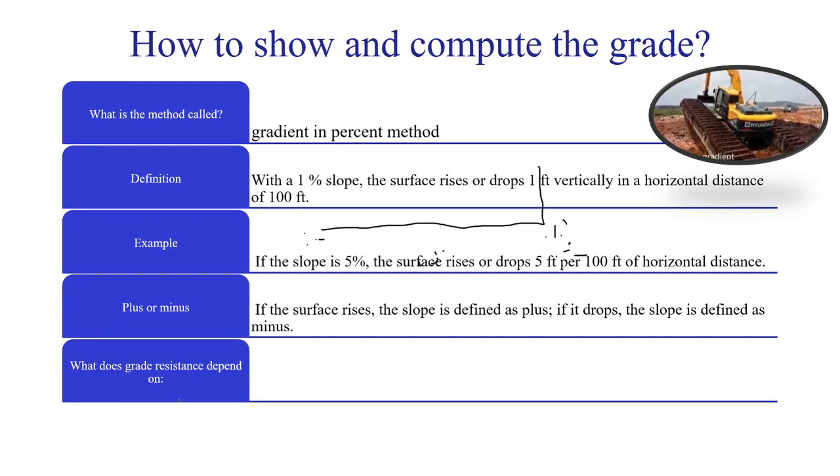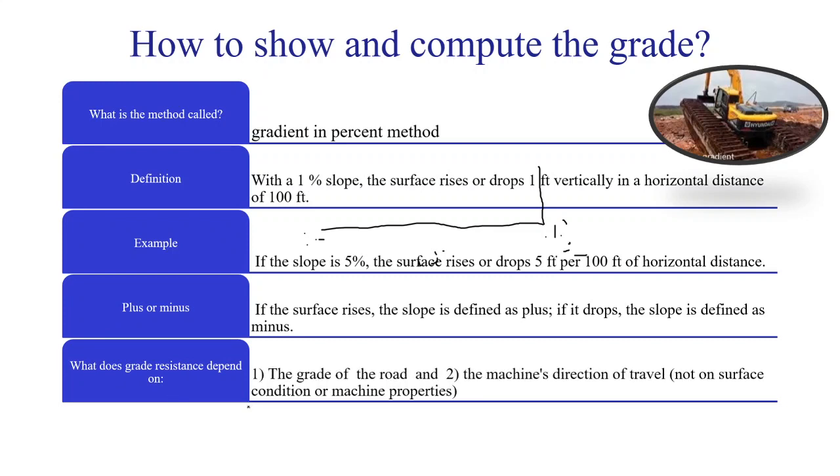What does the grade resistance depend on? It depends on the grade of the road and the machine's direction of travel. So knowing the percentage of the slope is not enough. It will vary if the machine is going down or going up. So depending on that, you will see different grade resistance.